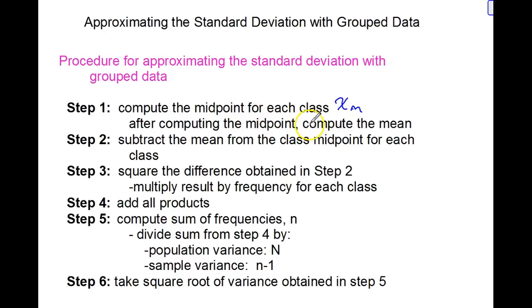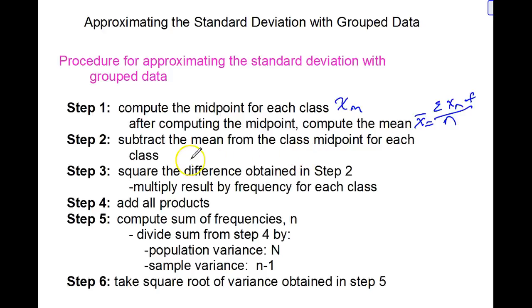After we compute the midpoint, we need to compute the mean. Recall, for a sample, we computed the mean by taking the midpoint times the frequency, adding that up, and dividing by n, our total frequency. Same situation would happen with the population. We would just change it from x bar to mu.